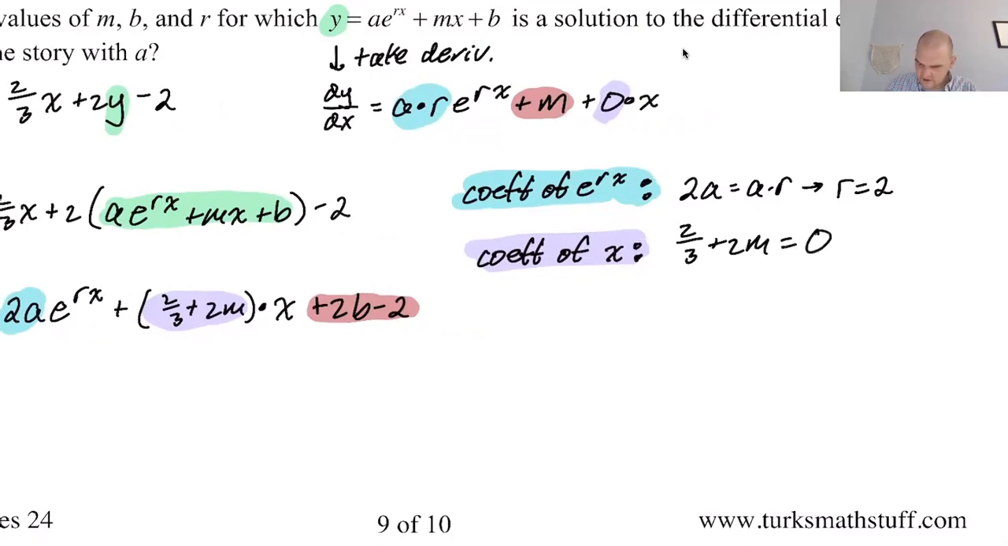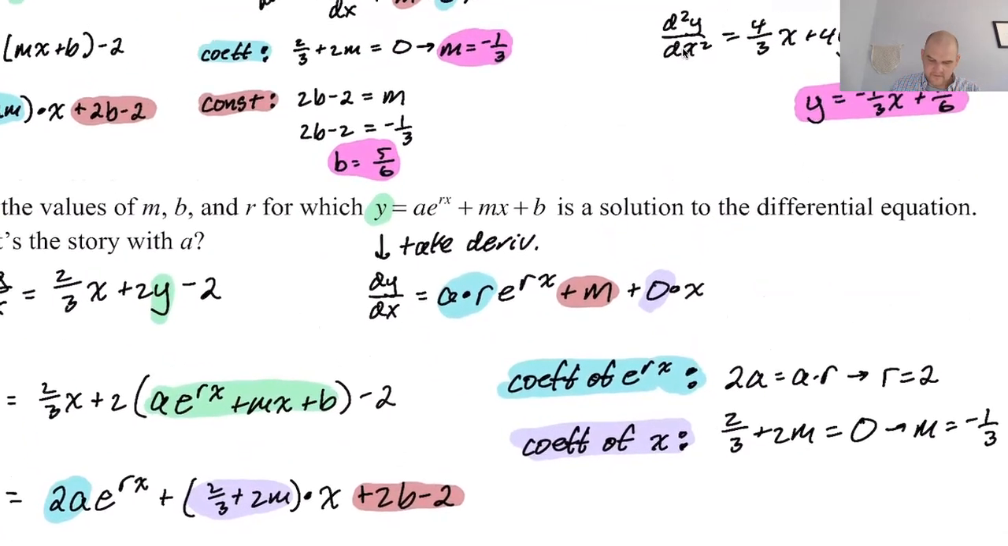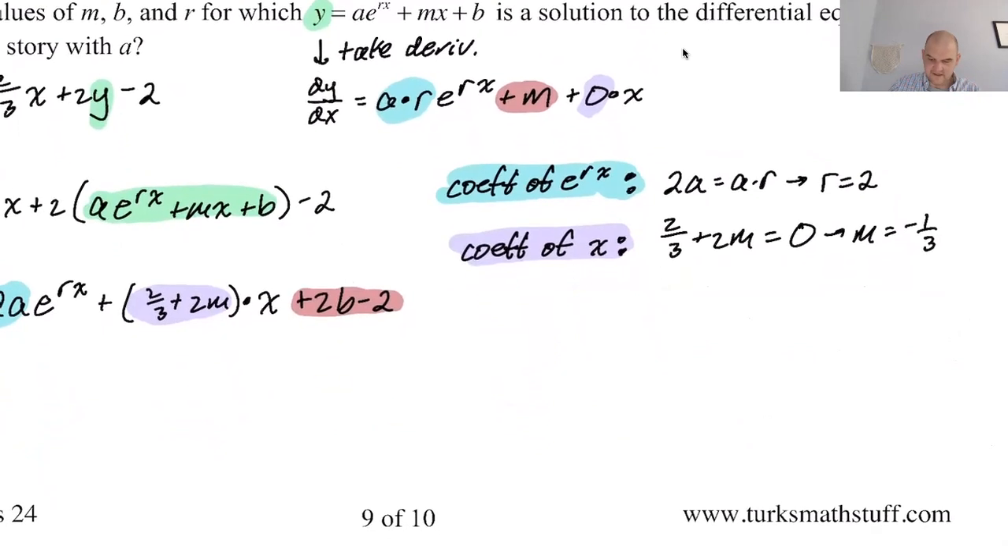This should equal 0, which means m is negative 1/3. Well, this is suspicious. M is negative 1/3 again. M was negative 1/3 up here. Is B going to be 5/6 again?